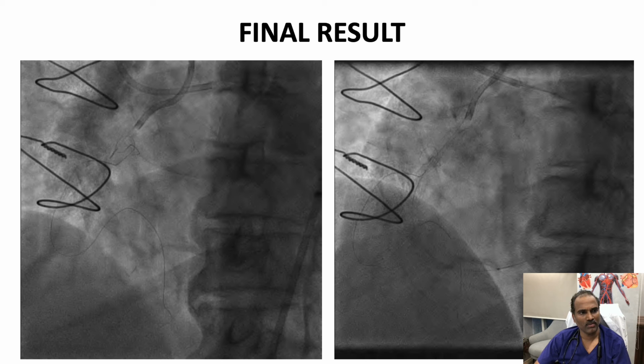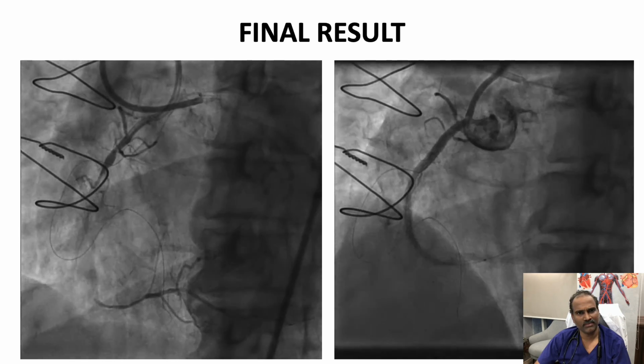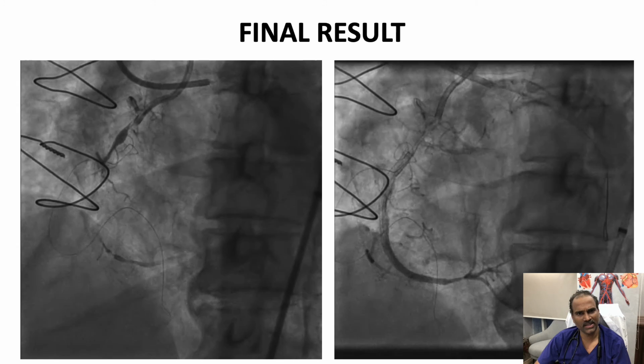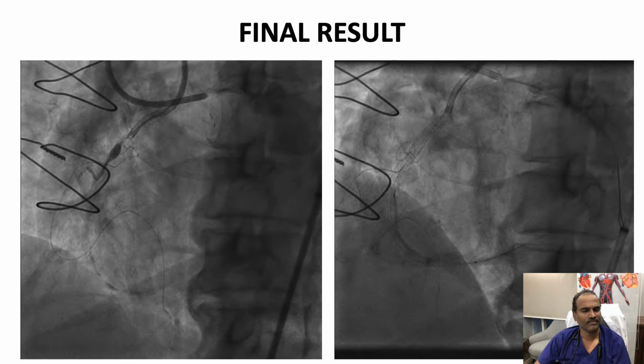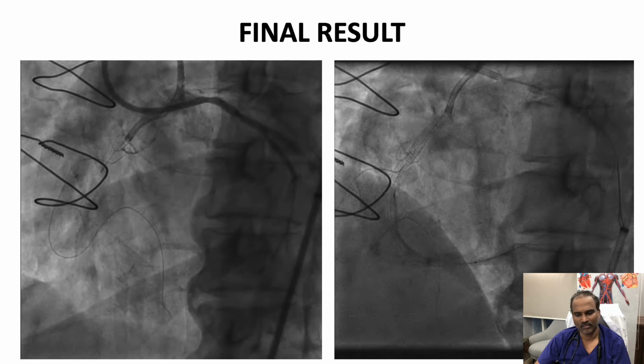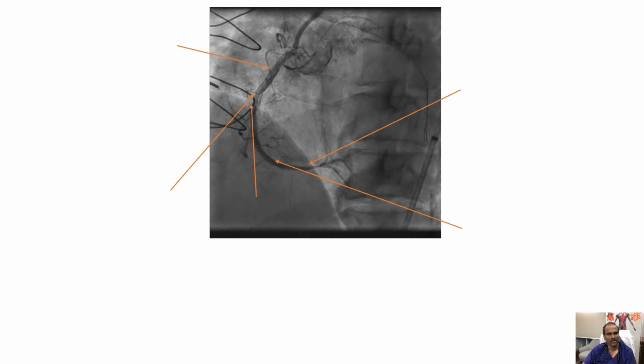After stenting with 3 stents, you can see, this is the final result of the RCA. You can see all the branches are filling distally. So this is the IVUS post stenting.